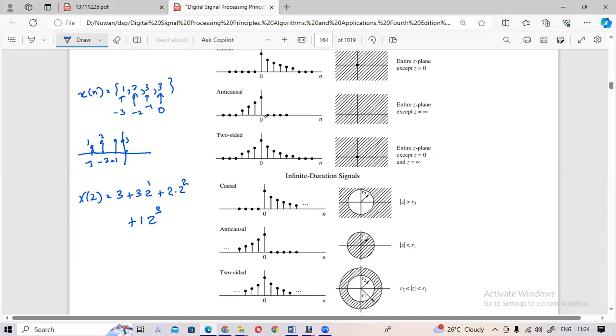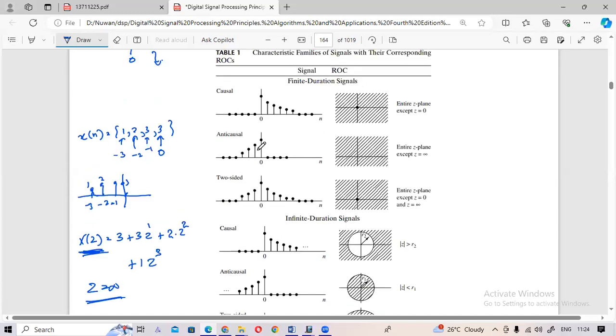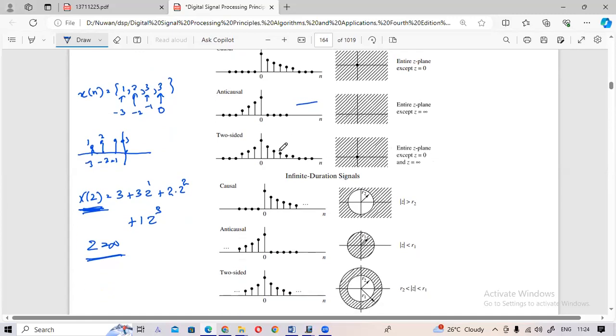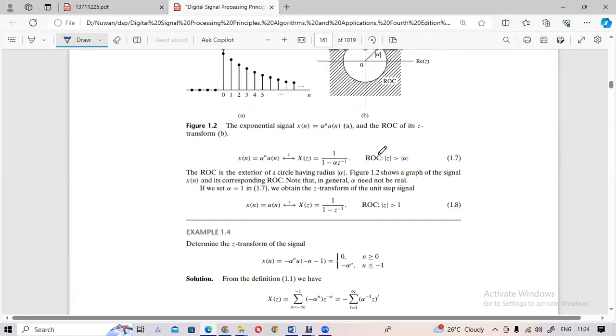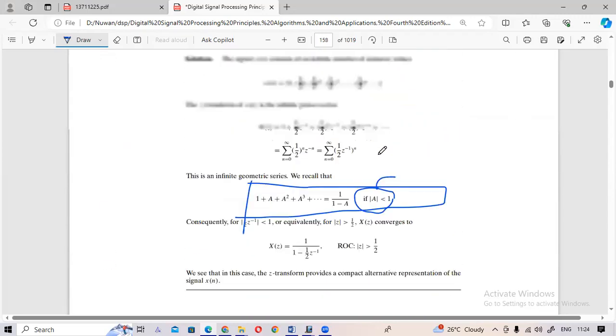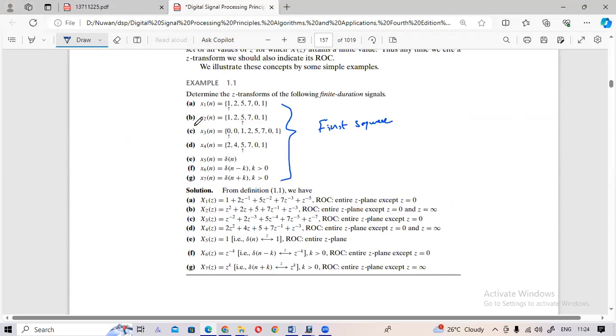Now you can see that if you have Z equal to 0, X(Z) is 3, so it is a finite value. Only when Z is infinity will X(Z) have an infinite value. So that is mentioned here: the ROC is the entire Z plane except Z equal to infinity. And two-sided signals, we have experienced this in the class also.